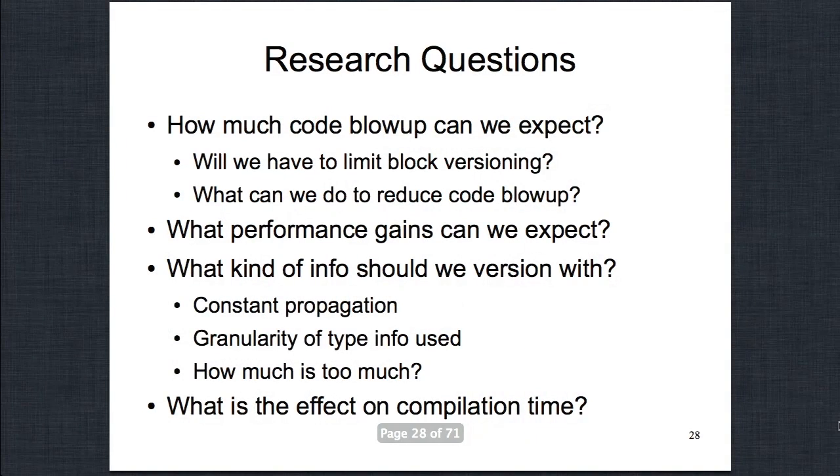So obviously there's a number of research questions. If we do this, we're going to get a certain amount of code blow-up. So are we going to have to put a cap, a limit on the number of versions of basic blocks? What can we do to avoid too much code blow-up? What kind of performance gains can we expect? What kind of information should we use for versioning? Should we go as far as using this for constant propagation? Or what kind of granularity of type information should we use? And how much information is too much? Because presumably, the more information we have, the more context sensitive we are, the more code blow-up there's going to be. And of course, there's a question as to the effect on compilation time, because the more versions you create, the more time you're going to spend compiling all that code.